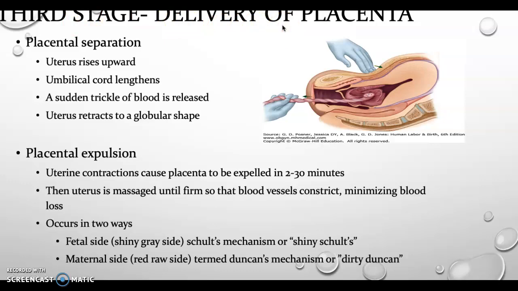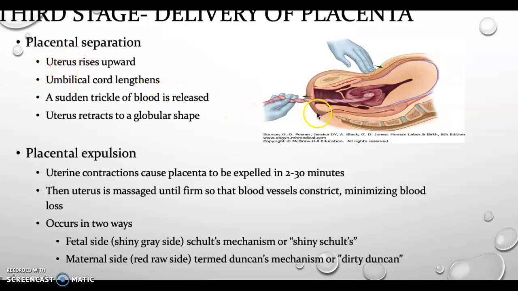And then that third stage of delivery, this should say third stage delivery of placenta, takes about 5 to 30 minutes, says 2 to 30 minutes, and this is the separation of the placenta from the uterine wall and the expulsion of the placenta. So we know that the placenta has separated from the uterus, and there's no pulling on the placenta or anything like that, because that can leave parts of the placenta behind and lead to postpartum hemorrhage.